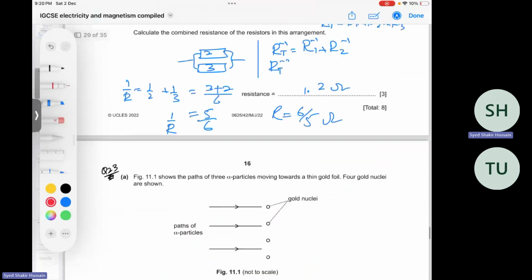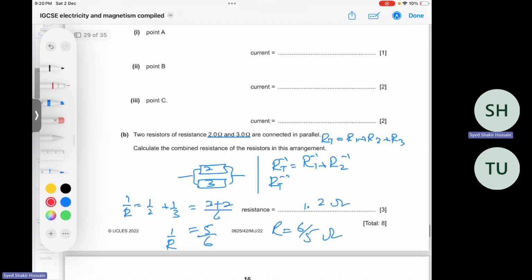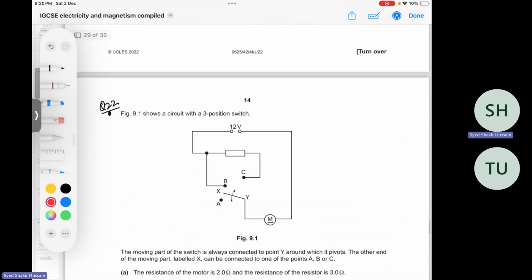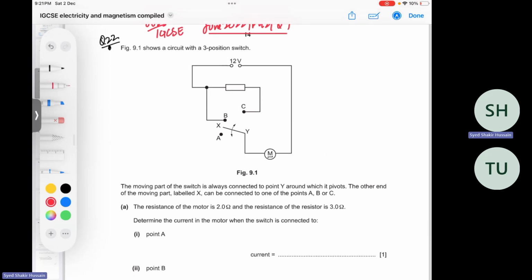Having done that, then there's this question from June 2022, paper 42. Again, 0625, IGCSE, June 2022, paper 42, question number 9. The question is, figure 9.1 shows a circuit with a 3-position switch. The moving part of the switch is always connected to point Y, around which it pivots. The other end of the moving part, labeled X, can be connected to one of the points A, B, or C. So this end can be connected either at A, at B, or at C.